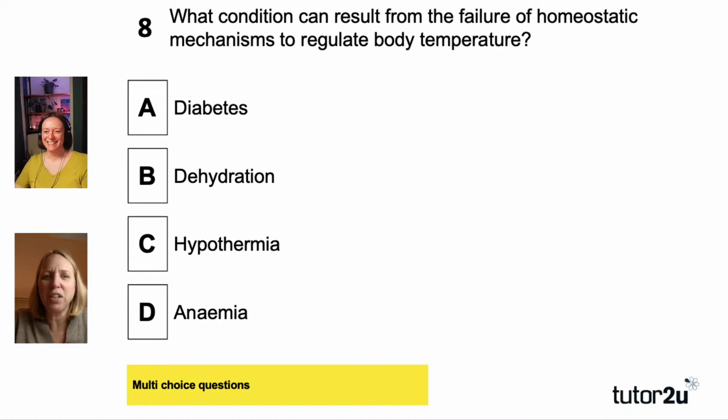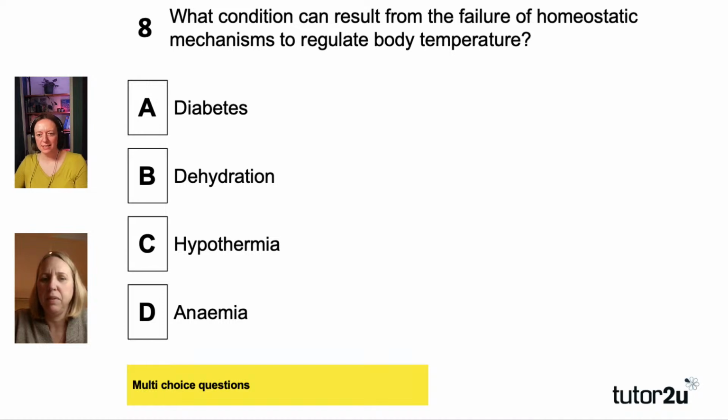Question 8. We're hitting them with the multiple choices, aren't we? So what condition can result from the failure of homeostatic mechanisms to regulate temperature? Could you get diabetes, be dehydrated, hypothermia, or anemia? Which one? So if those homeostatic mechanisms fail to regulate body temperature, what could happen to you? What do we reckon?